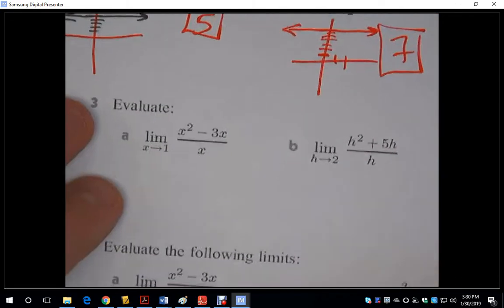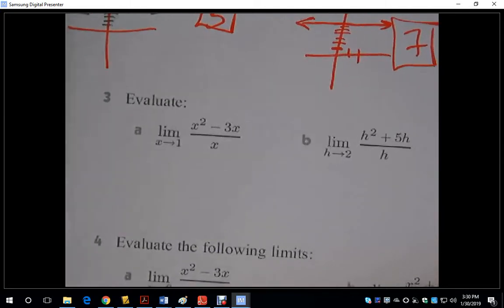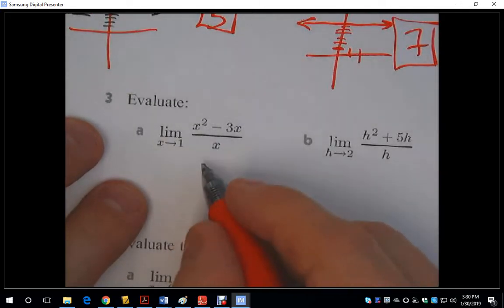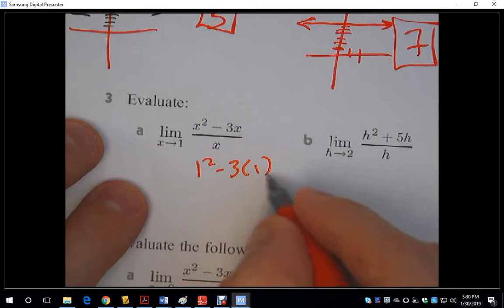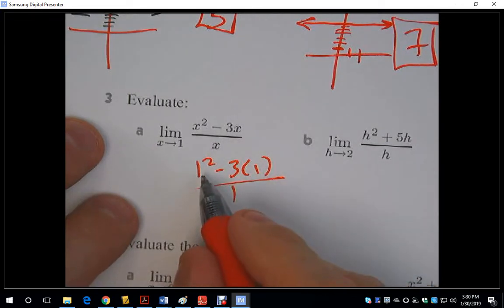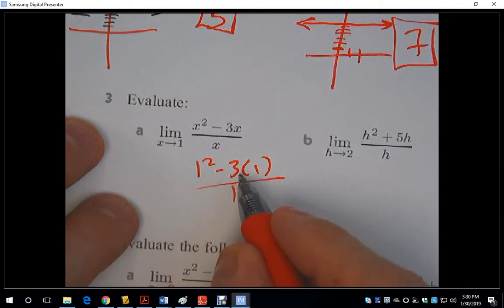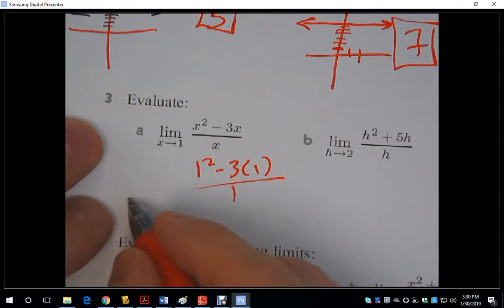Let's look at a more difficult one. In this case, if I plug in 1, then I'm going to get 1 squared minus 3 times 1 over 1, which is going to give me 1 minus 3, that's -2. -2 over 1 is just -2.